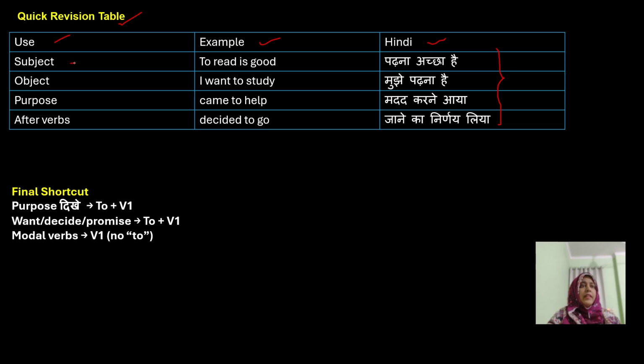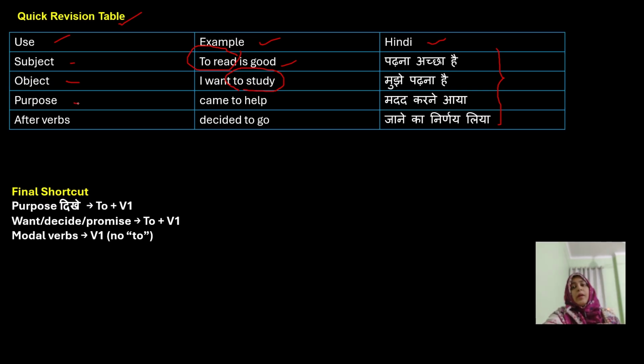So first is subject. Example, to read is good. We will see the use of infinitive as a subject. You can see to read is coming in the subject place here, right? So in the subject, infinitive comes like this. To read is good. As an object, how it comes in the object's place. I want to study. You can see to study is coming at the end in the object's place.